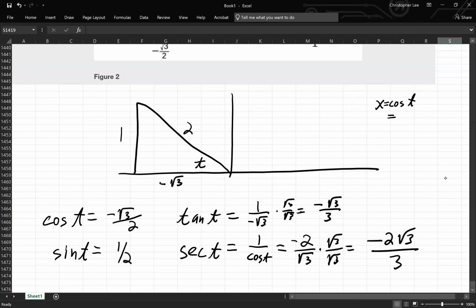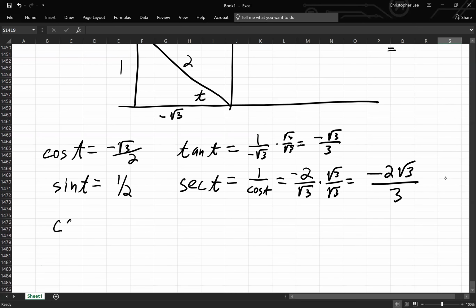That's the secant. Let's do the cosecant. Now we know cosecant is 1 over sine of t. So this is going to be 1 over 1 over 2. You already know keep, change, flip. Just to recap on how to do this, it'll be 1 times 2 over 1. Call that 2.